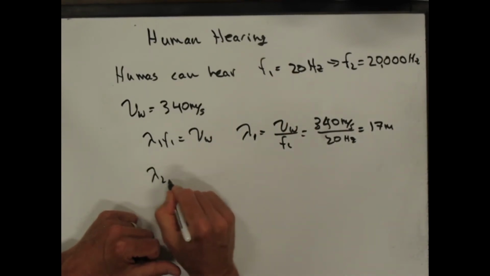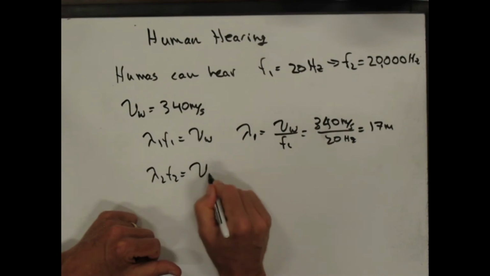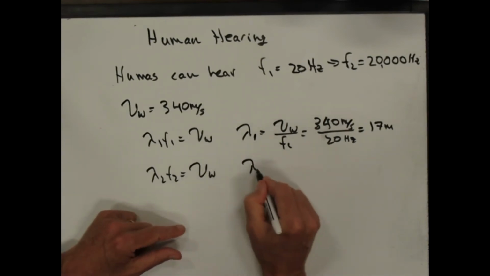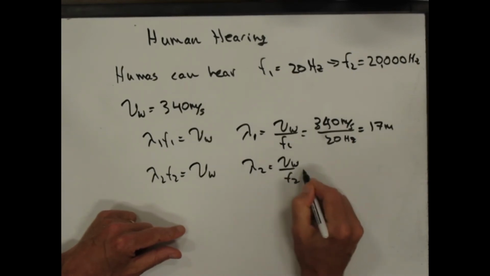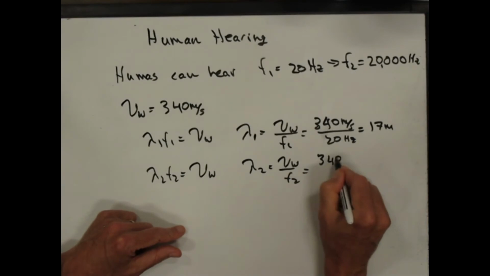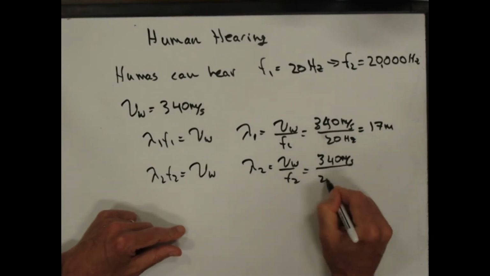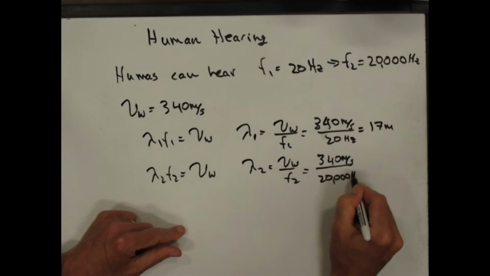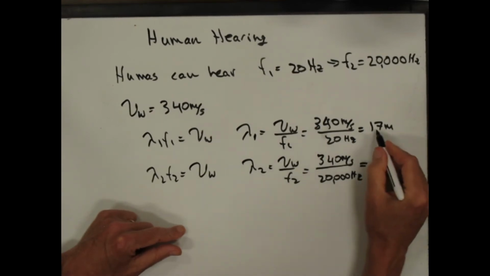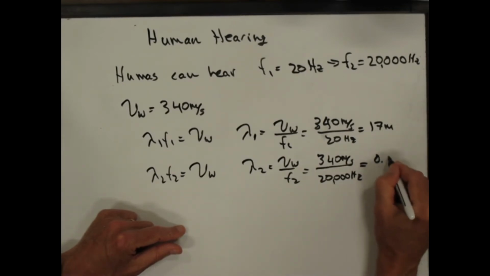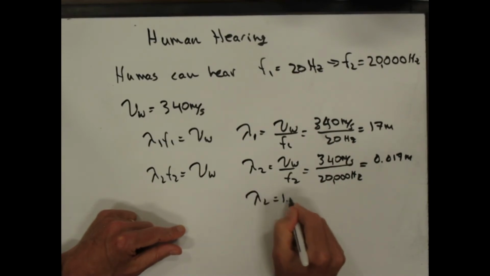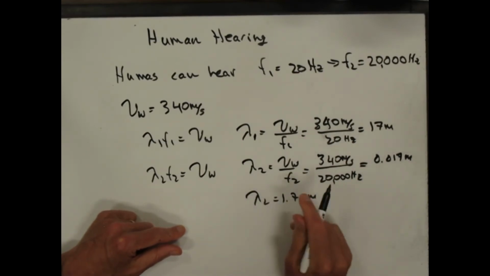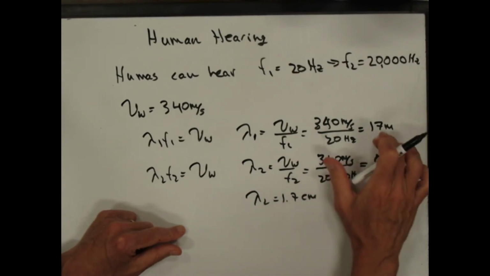It's a large wavelength and a small frequency, right? And I can say lambda 2 F2 is equal to the same velocity, right? All waves travel with the same velocity, and so lambda 2 is equal to the velocity of the wave over F2, which is 340 meters per second over 20,000 hertz, which is just 1,000 times smaller than that, and so it's 0.017 meters, or 1.7 centimeters.